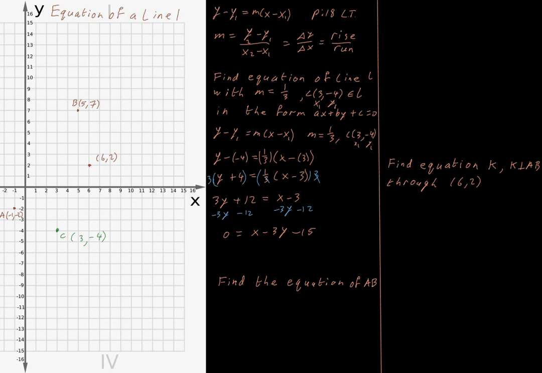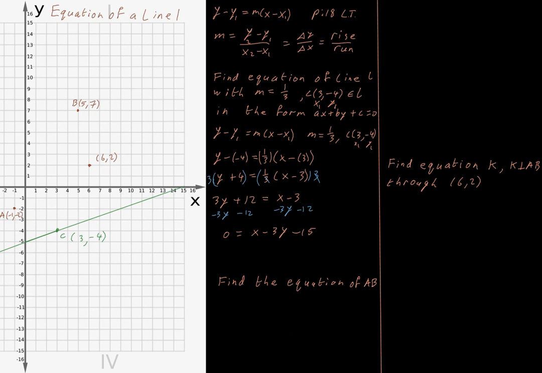Now we're asked to find the equation. Actually, before we go on, I'm going to draw in that line. So visually, this is the equation of the line, and I ask, how am I going to draw this? Well, I know the line goes through the point (3, -4), the point C as I've labeled it here, and I know it has a slope of a third.